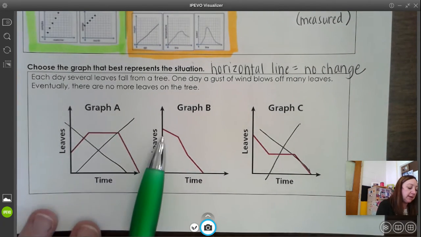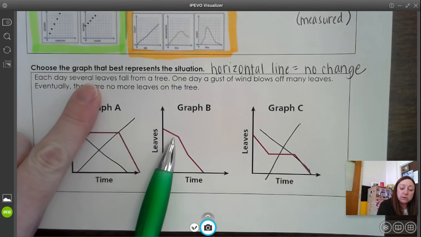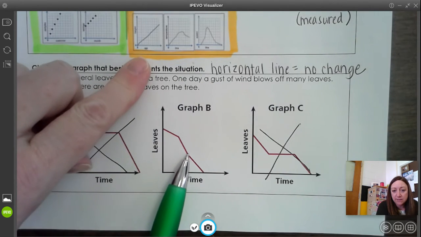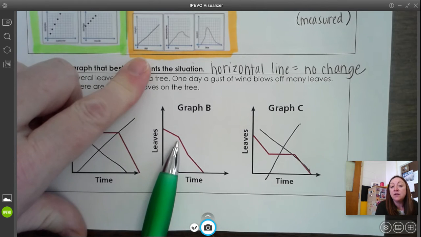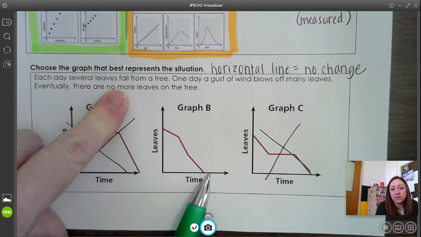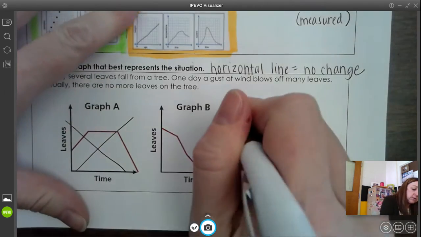So here's what's happening. Several leaves fall from a tree, and then all of a sudden we get this gust of wind, which blows off a lot, and that's why it's going to go steeper down, because that change is happening faster. And then after a while, eventually there's no more leaves on the tree, which is why it's down here. So this answer here would be graph B.